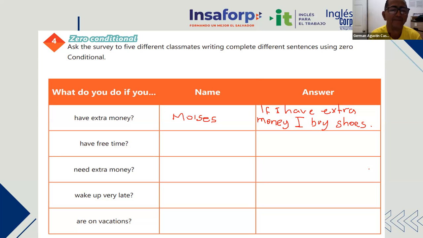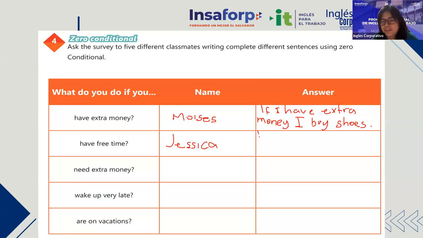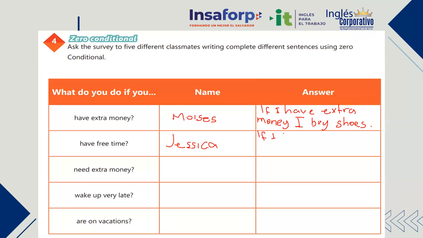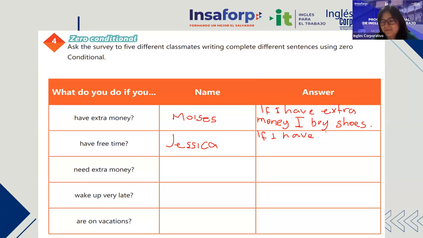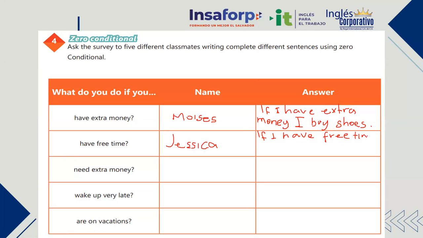Jessica. Hi, Germán. Jessica, hello. Hi. What do you do if you have free time? If I have free time, I wanna sleep. Yes. You sleep if you have free time. Yes, I wanna sleep if I have free time. No shopping. No, no shopping. If you have extra money, yes, right, but free time. Possible, maybe. Yeah. Okay. I see.